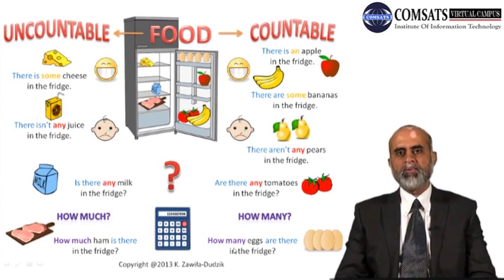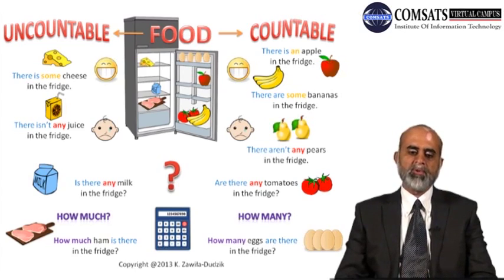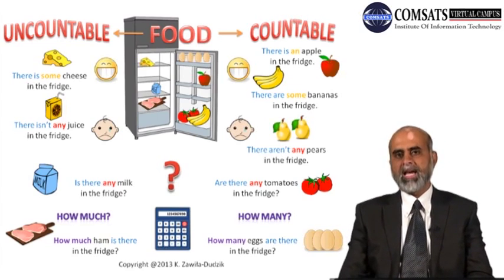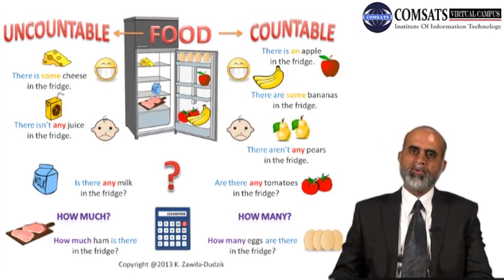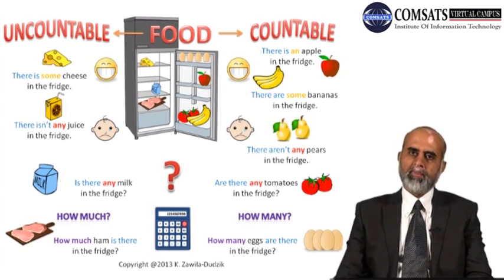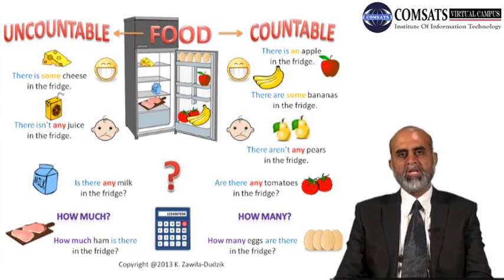If they are uncountable, this means we cannot say 1, 2, 3 with them. We can't count them with these numbers. We can't say 1 cheese, 2 cheese, 3 cheese, 4 cheese. Instead, we will use a measuring unit with it. So we'll say 1 slice of cheese, 1 packet of cheese, etc. Whereas if we can count like 1 apple, 2 apples, 3 apples, then it will be a countable noun. Okay, so an apple is countable, whereas cheese is uncountable in English.